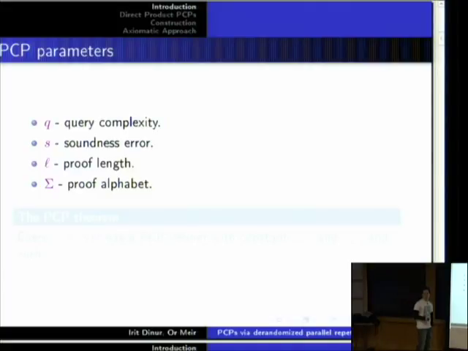So what are the parameters that we are interested in for PCPs? We are interested in the query complexity: how many queries is the verifier allowed to make to the proof? And the soundness error: what is the maximal probability that the verifier may accept false claims? We are interested in the proof length: how long should the proofs be that are needed to convince the verifier to accept correct claims? And we are interested in the proof alphabet, and in particular, how large should the proof alphabet be? So we wish the query complexity to be as small as possible, and the same for the soundness error, the proof length, and the proof alphabet.